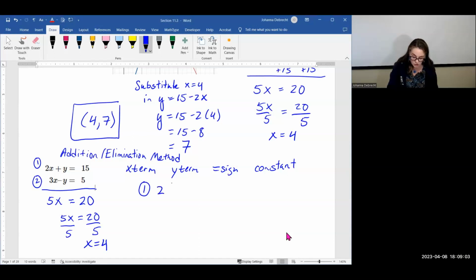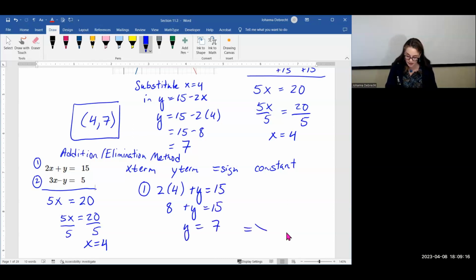Either one works. It should be on both lines, so it will satisfy both. So I'm going to use equation 1, which is 2 times 4 plus y equals 15, which is 8 plus y equals 15, subtract 8, and I get y equals 7. Again, remember to write this as an ordered pair. You do get the ordered pair 4, 7.